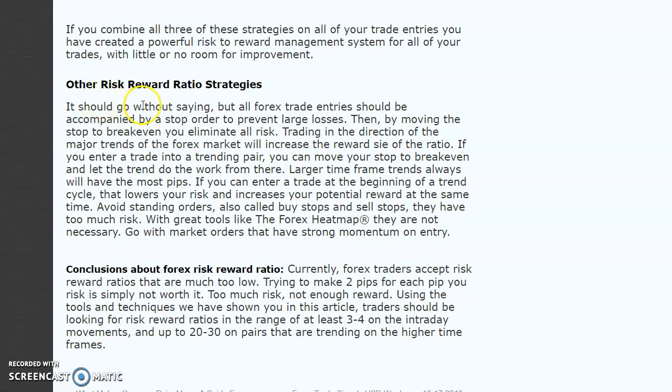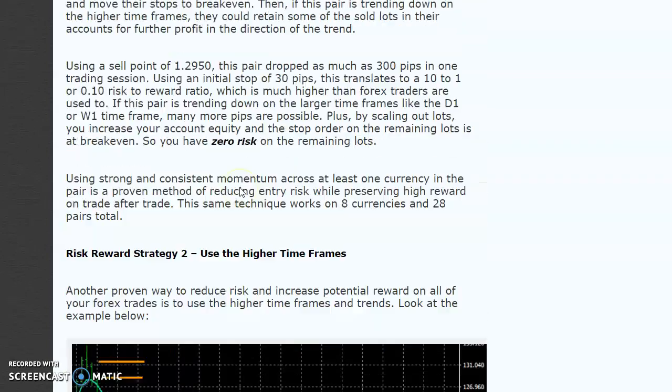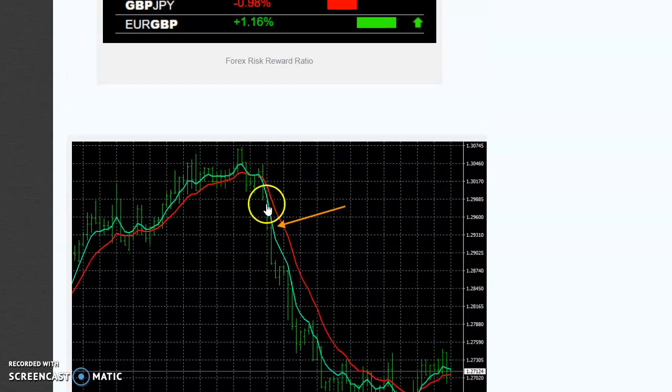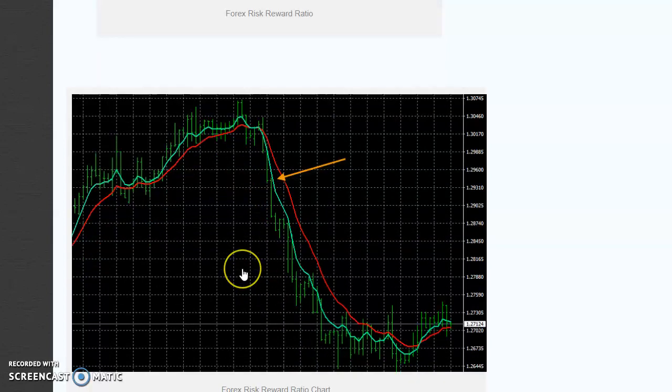Okay, now here's some more ideas, obviously, but you always trade with a stop. Here's some other risk reward strategies. Trading in the direction of the trend, using the higher time frame, moving your stop to break even, and if possible, enter the trade at the beginning of the trend cycle. So if you see a strong move starting and you're near the beginning of the cycle, whether it's on the bigger time frames or the intraday cycle, get in at the beginning and then you can take the difference.